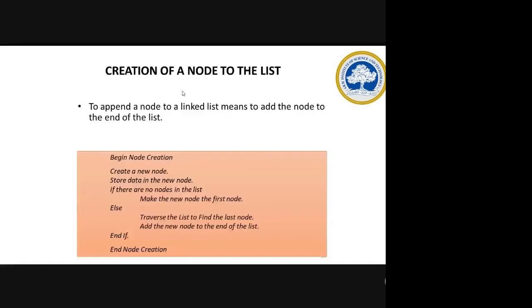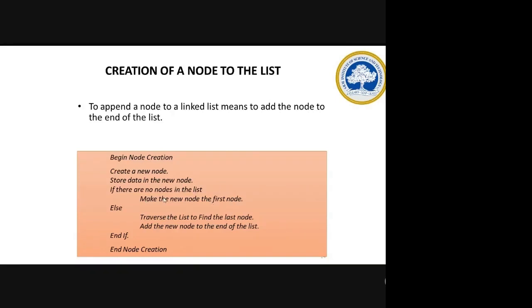Now I'll tell you how to create a node. So how to create a node to a linked list? That means to add a node, whatever it is. So first you are going to begin node creation. Create a new node. Store the particular data in the new node. If there are no nodes in the list, that is, the node which you are going to create is the first node, always you have to make that node as the first node.